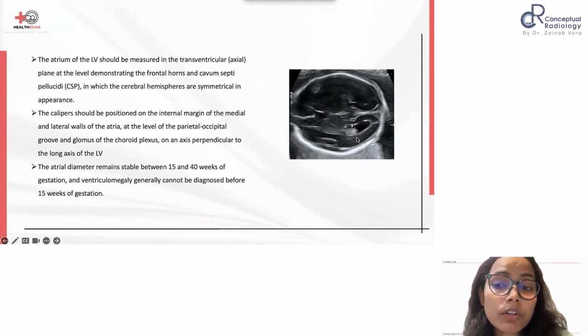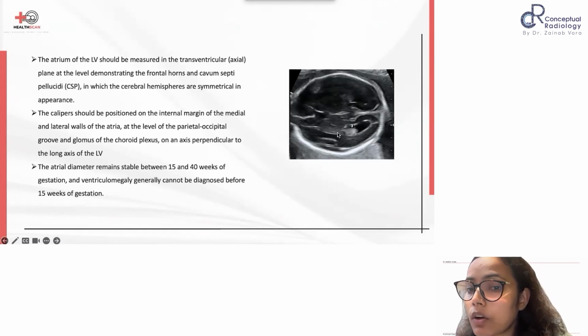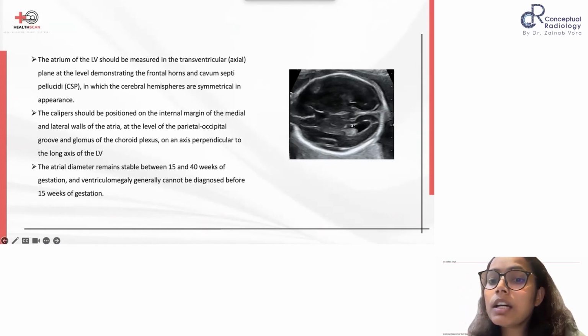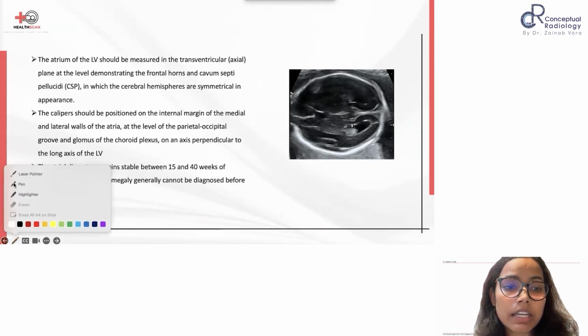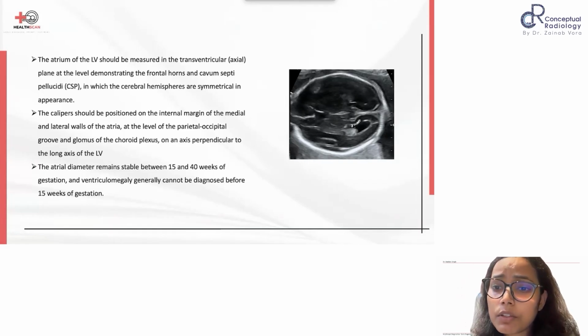You have to mind your calipers. The caliper inner margin has to be placed at the inner margin, and this has to be perpendicular along the long axis of the lateral ventricle. So you should not measure it like this or like this or in this plane. The caliper has to be inner margin to the inner margin and perpendicular along the axis of the lateral ventricle.